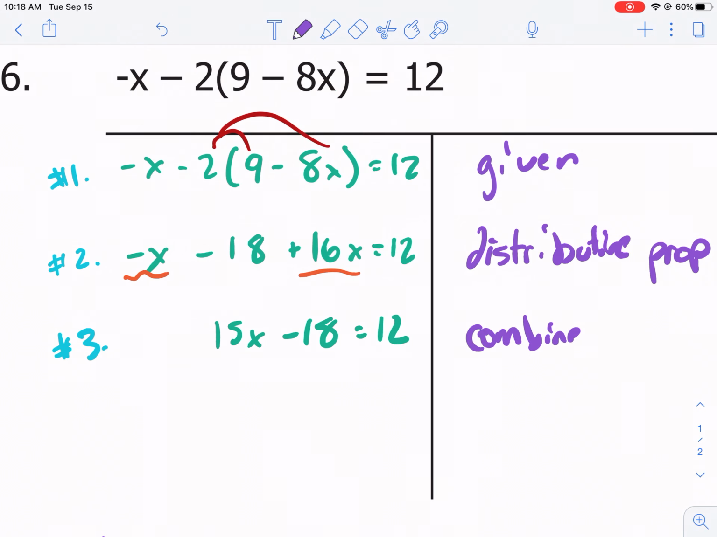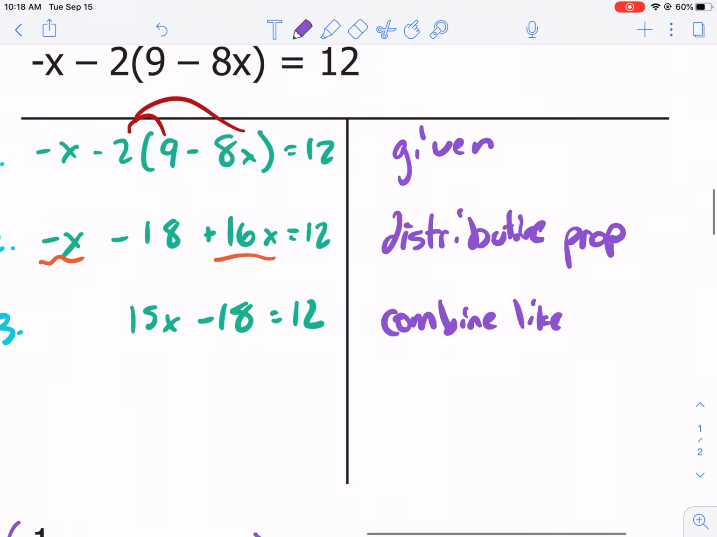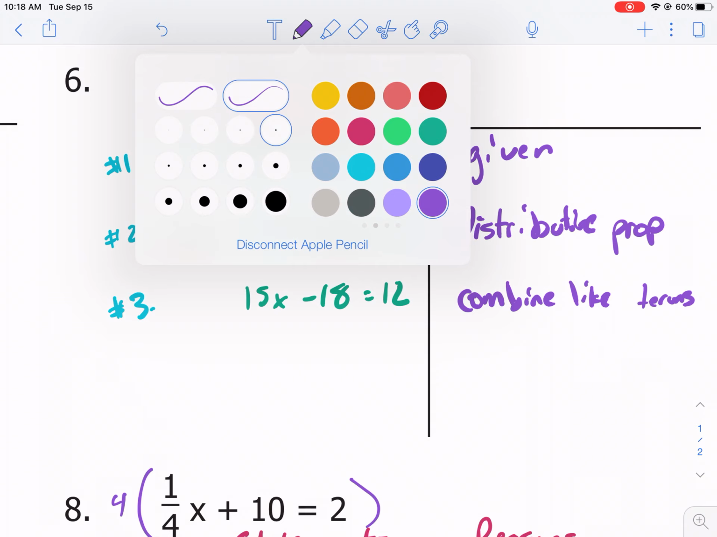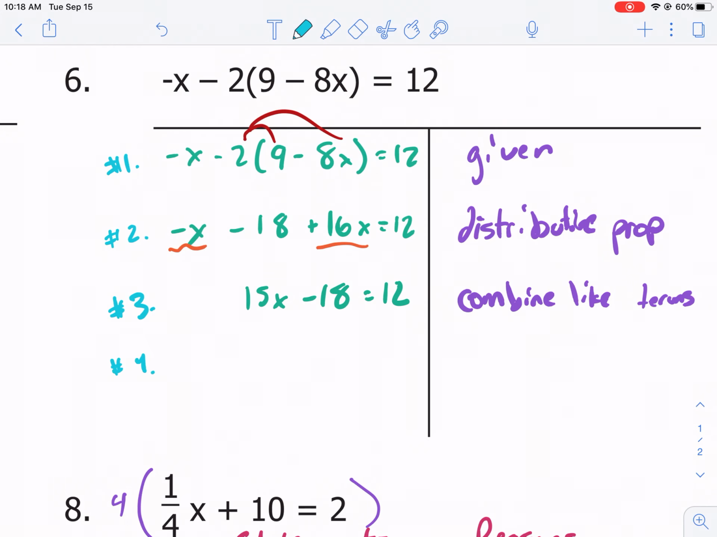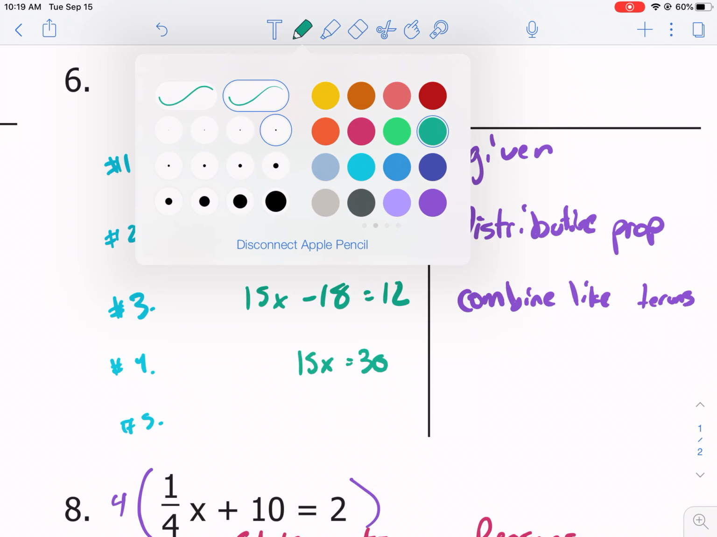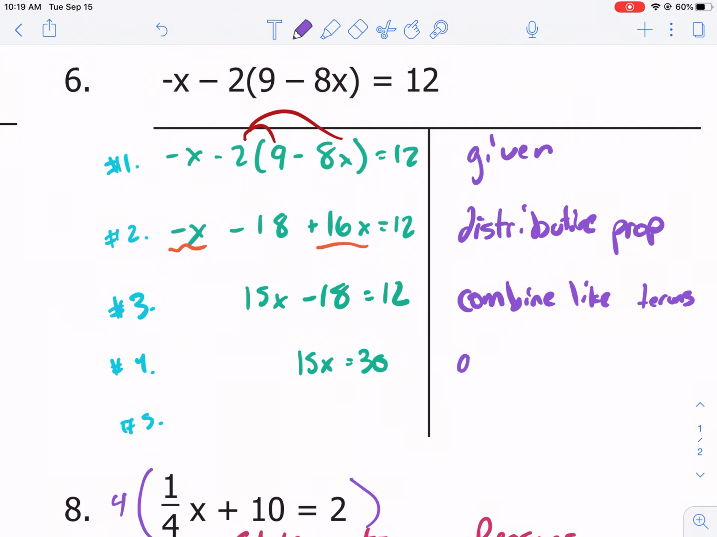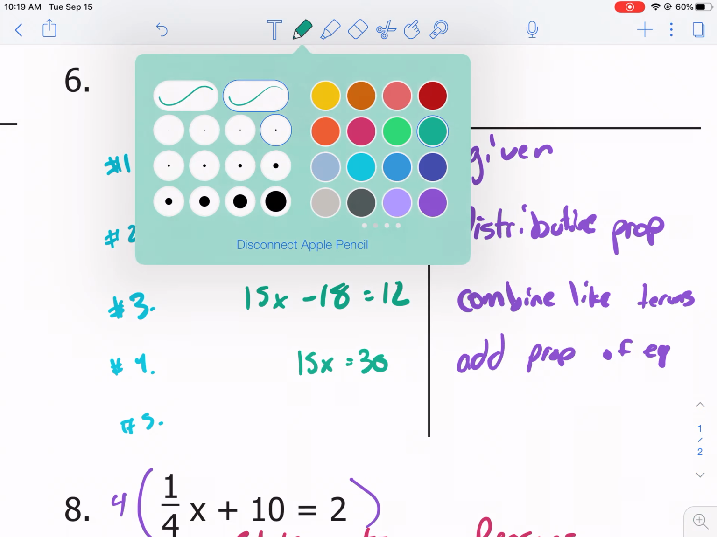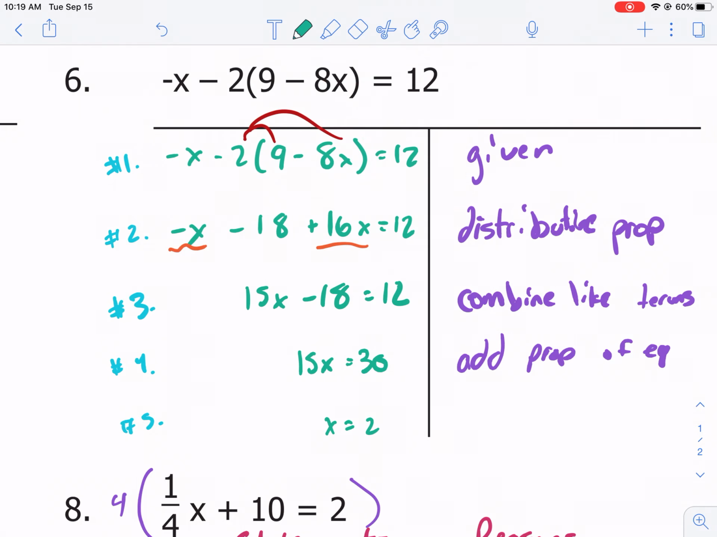Combine like terms. Okay, I'm actually glad we did this one. It's a little tougher than the other ones. We have a 4th step, and I think we're going to need a 5th step too, number 5. What are we going to do next? We're going to add 18 to both sides to get 15x equals 30, and that is the addition property of equality. And then lastly, we're going to divide both sides by 15, and we get x equals 2, and that is the division property of equality.